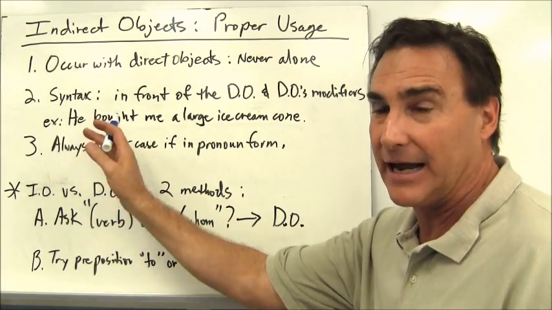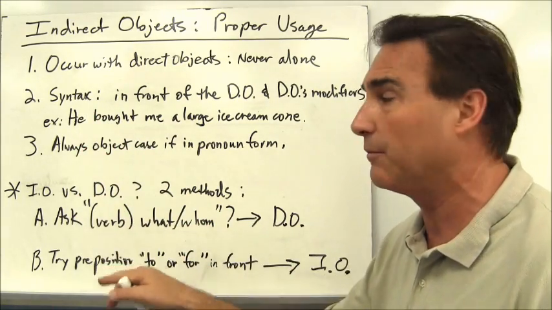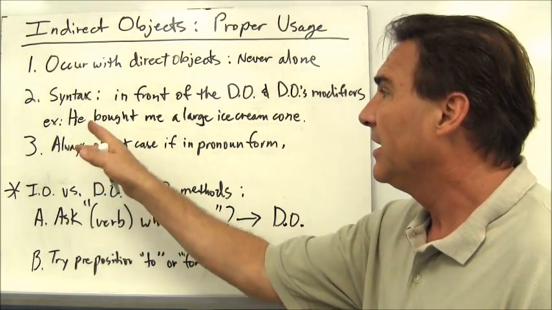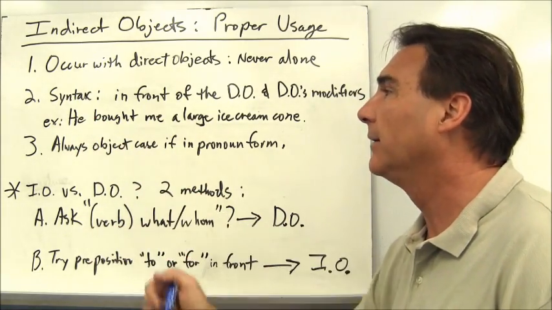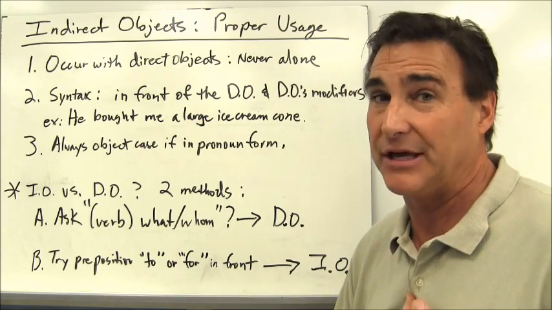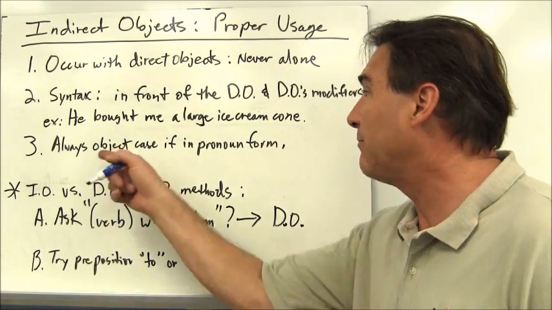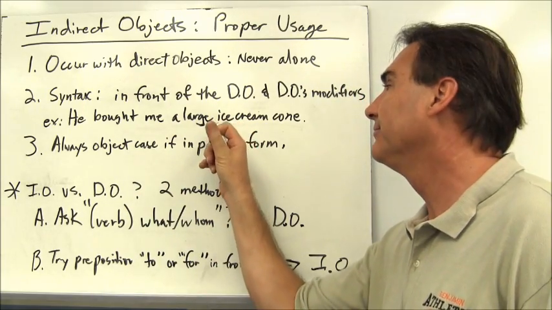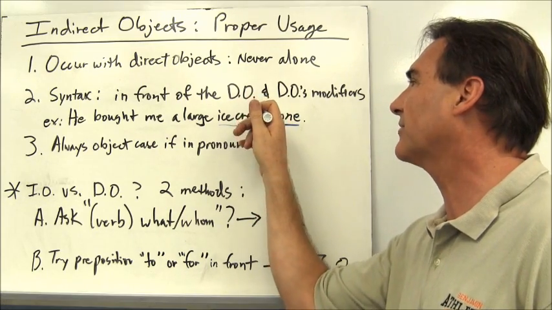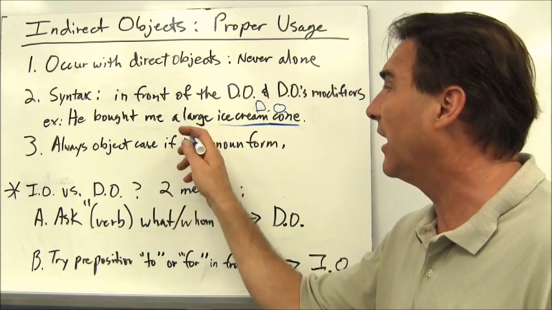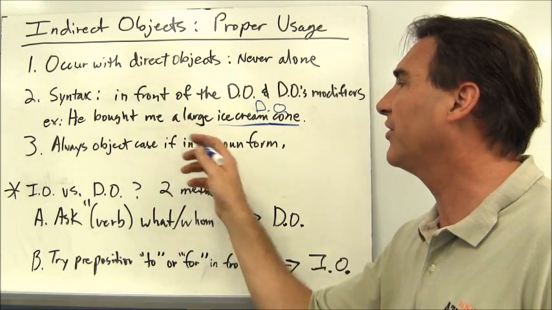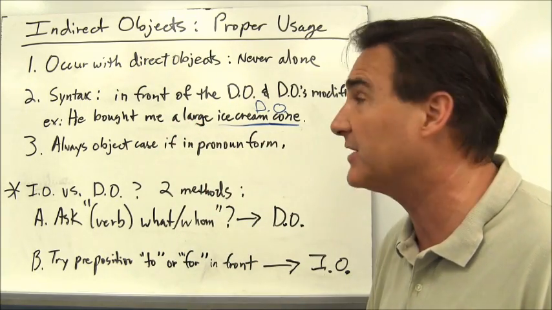Let's see if we can find it now using our diagnostic tools that are down here below, which we'll cover in a minute. He bought what? I'm asking verb what? Bought what? Bought me? I don't think so. I'm not for sale. He bought an ice cream cone. So this here is the direct object. And does it have a modifier? It does. Large and a tell me which or what kind of ice cream cone.